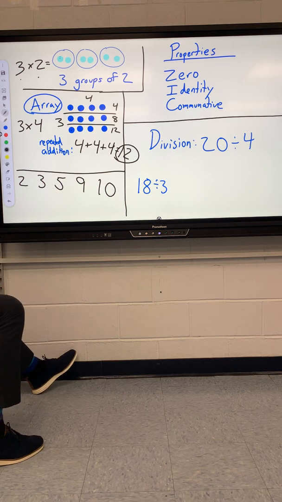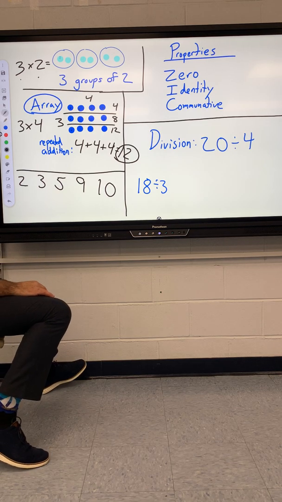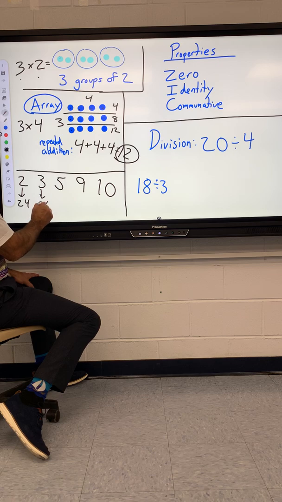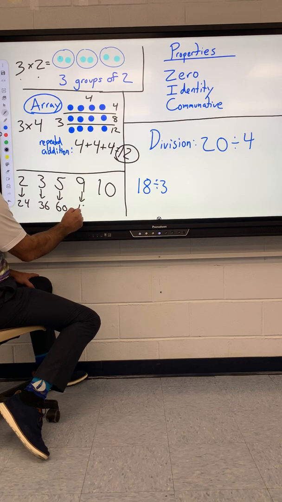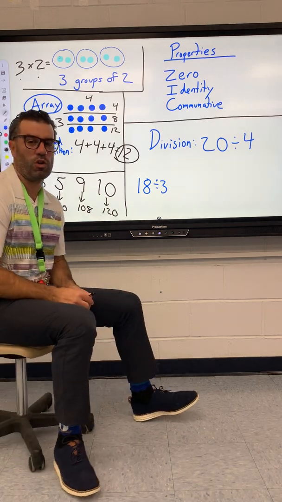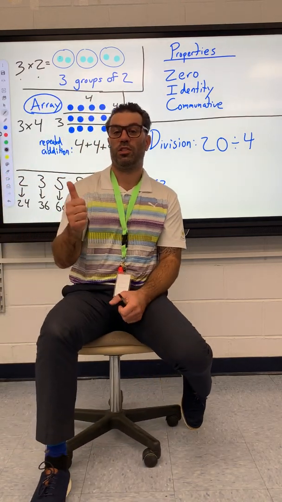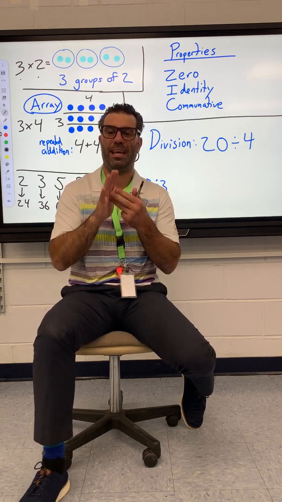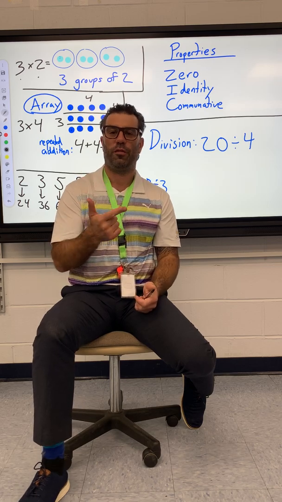We learned some multiplication skip count. So we were going from 2's all the way down to 24. 3's, we were going down to 36. 5's, we were counting to 60. 9's, we went to 108. 10's to 120. So let's go through those skip counts together. Let's go by 2's to 24. Here we go. 2, 4, 6, 8, 10, 12, 14, 16, 18, 20, 22, 24.